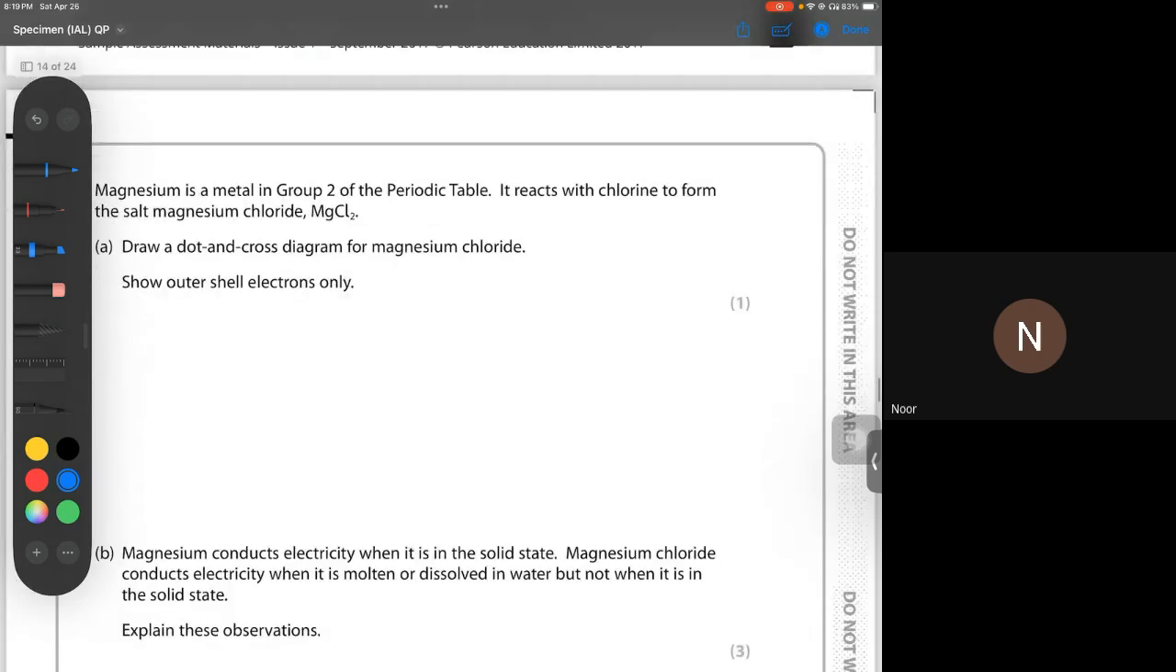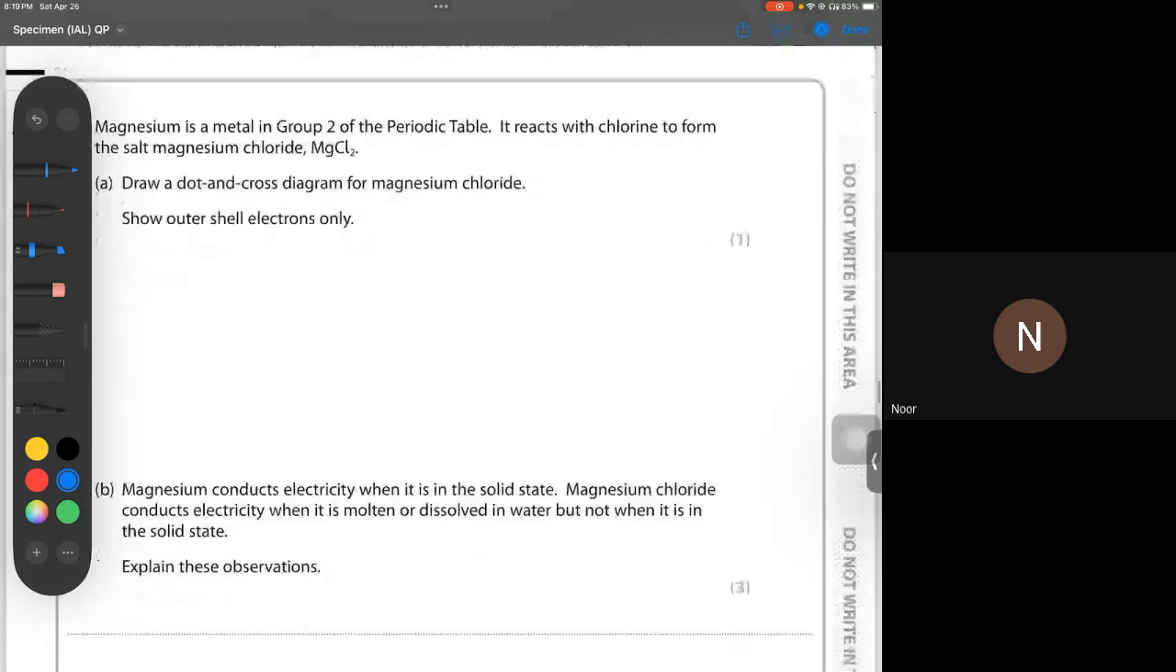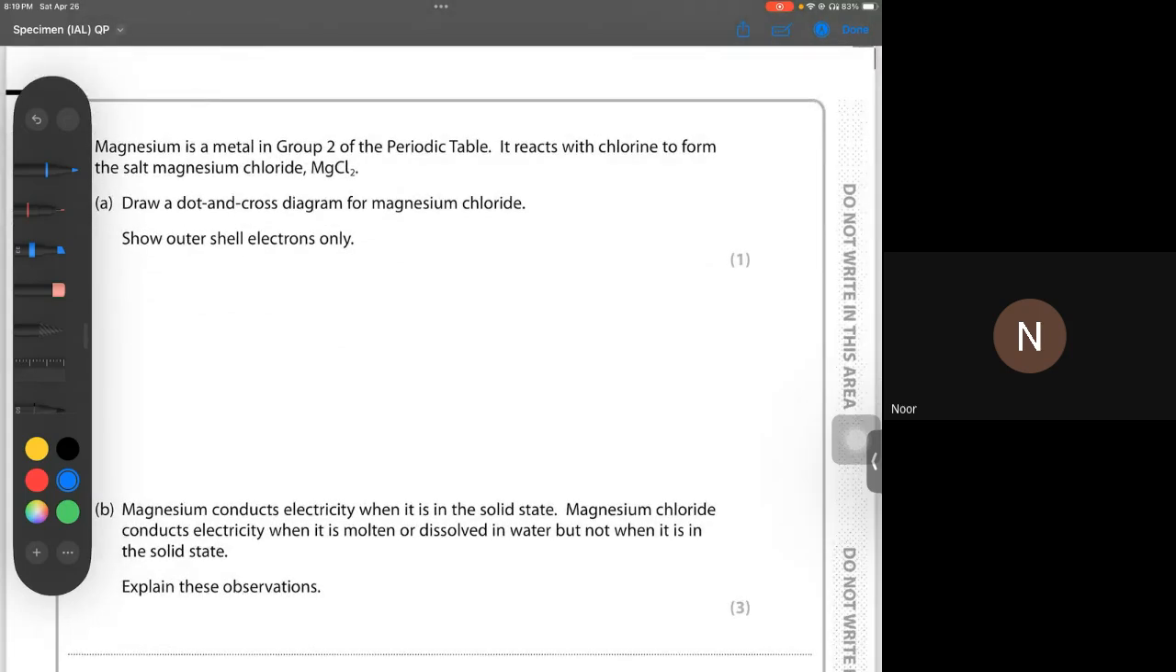Magnesium is a metal in group 2 of the periodic table. It reacts with chlorine to form the salt magnesium chloride. Draw a dot and cross diagram for magnesium chloride. Since this is an ionic compound, you are not supposed to show the sharing of electrons, but the transfer of electrons. We have two chlorine atoms and one magnesium. I would first write magnesium after the donation of the two electrons, like that.